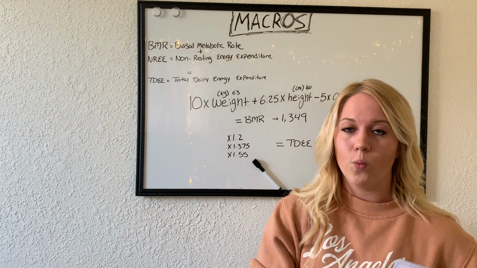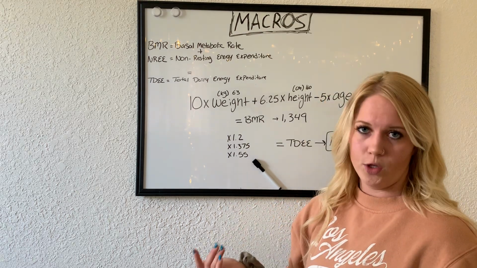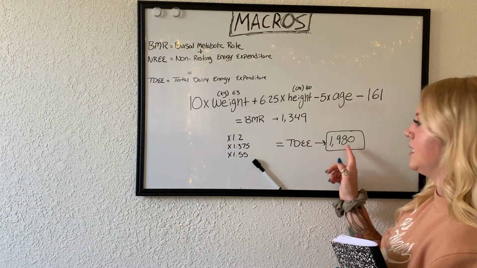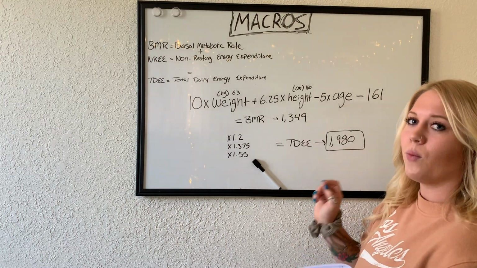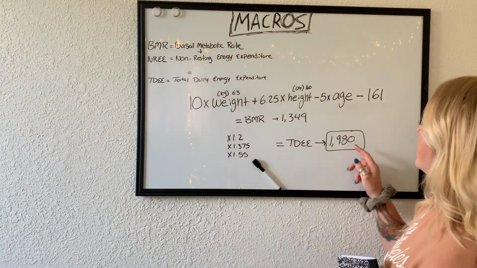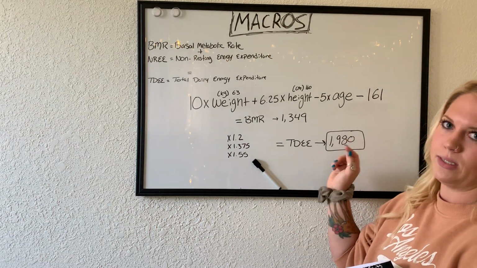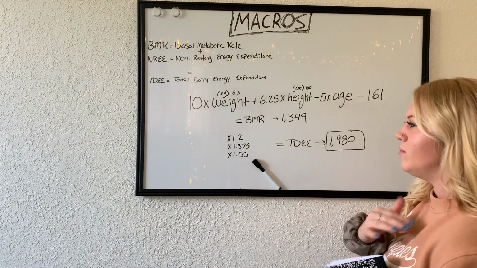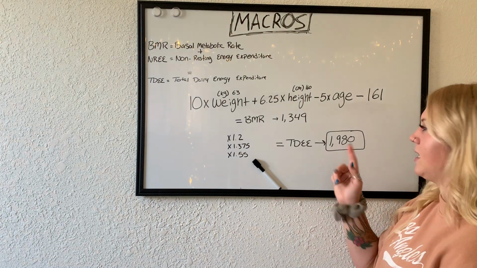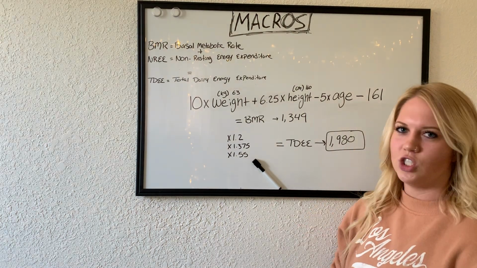So for weight loss, you want to be in a caloric deficit. So I want to be eating less than 1,900 calories if I want to lose weight. If I want to gain weight or gain muscle, then I want to be eating more than 1,900 calories. And this is daily. If I'm just happy with where I'm at, then I'm just going to eat 1,900 right on the dot, every day.